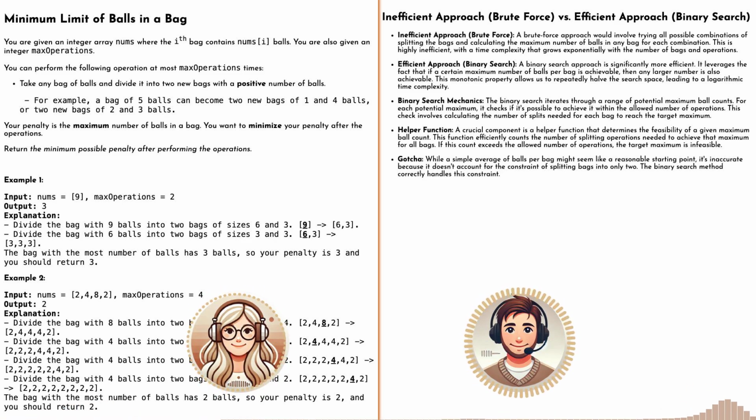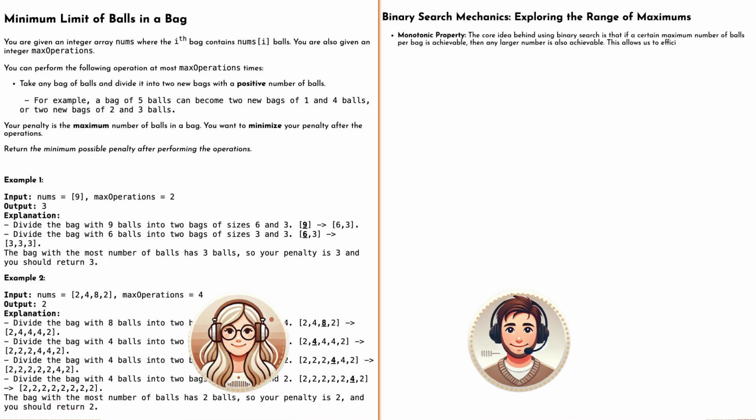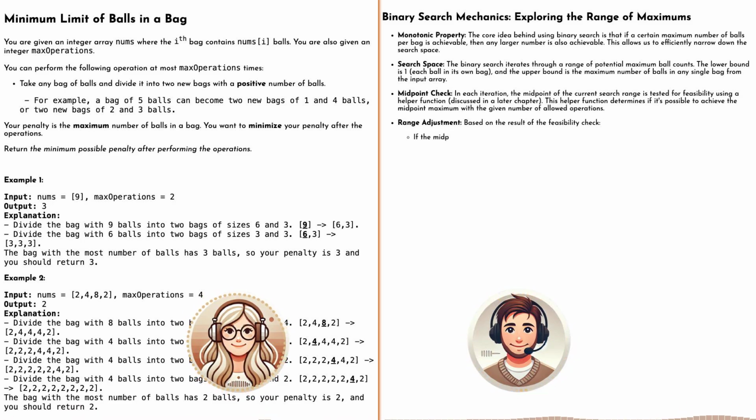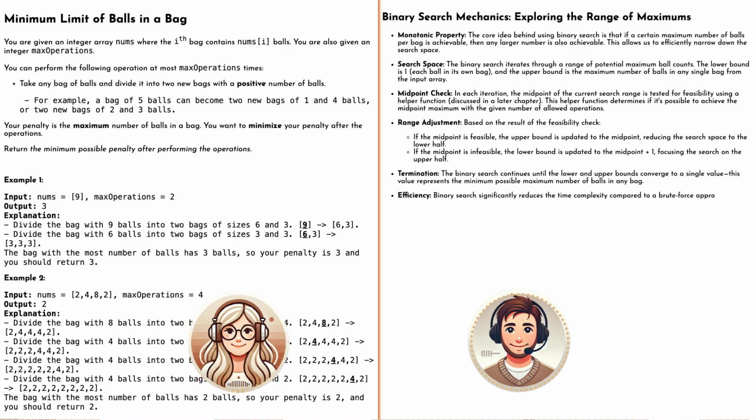Okay, so instead of searching for a needle in a haystack, we're searching for the sweet spot in a range of possibilities. Yeah, you got it. Think of it like this. You have a range of possible maximums. Like if the biggest bag we start with has, say, 100 balls. Right, then our range would be from 1 to 100, because you can't have a bag with 0 balls, and the biggest bag gives us our upper limit. Gotcha. So with binary search, we're not checking every number from 1 to 100. We're jumping right to the middle. Exactly. You start with the midpoint, 50 in this case, and you ask, can we achieve a maximum of 50 balls per bag using the allowed operations?